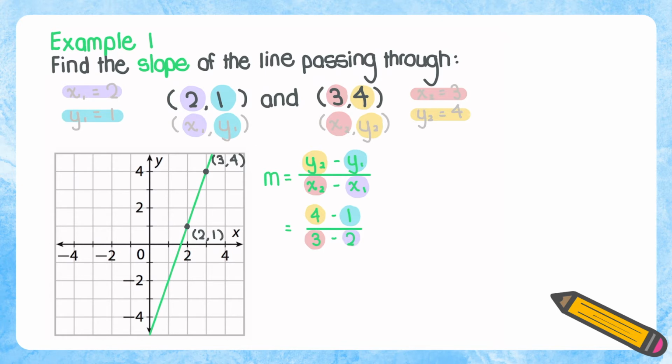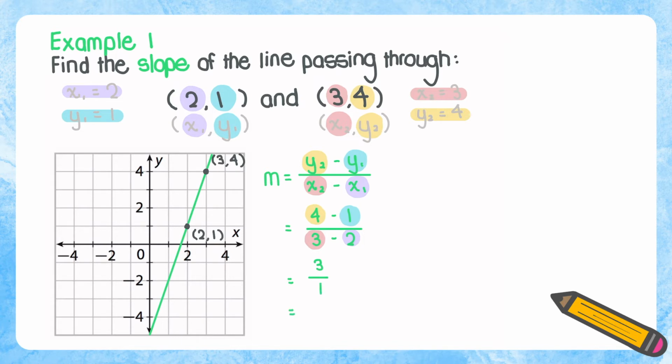You can pause the video so that you can review how we replaced each value right here. The next step is just simple arithmetic. First I look at the numerator. What is 4 minus 1? That would be 3. Over, and then the denominator, 3 minus 2 equals 1.